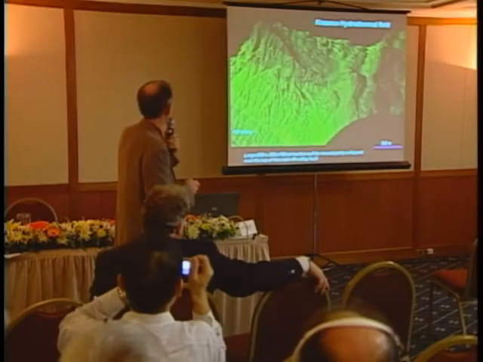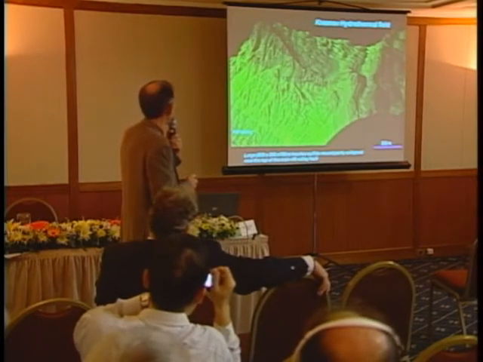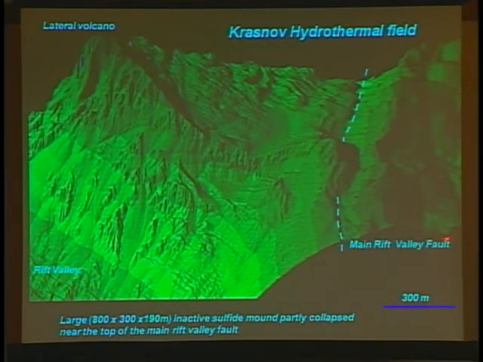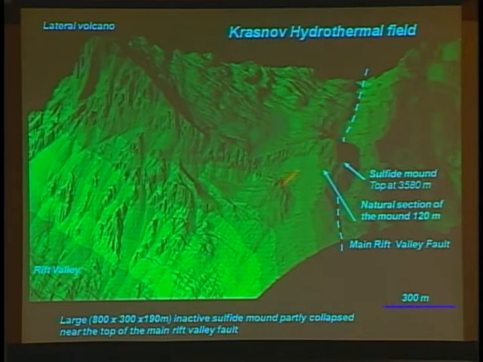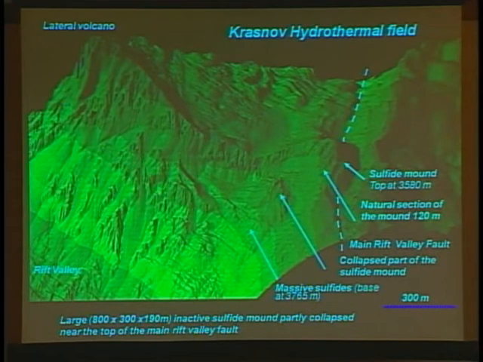One example again on the Krasnov field, just to show the size of the field. So this again is high resolution mapping with a resolution of about a few tenths of a centimeter, where we have here a volcano, the Rift Valley Fault, a sulfide mound, and this mound is split in two parts, collapsing in the Rift Valley. And part of this mound is here. And when you trace the mound, you can trace it down on the Rift Valley Fault here.